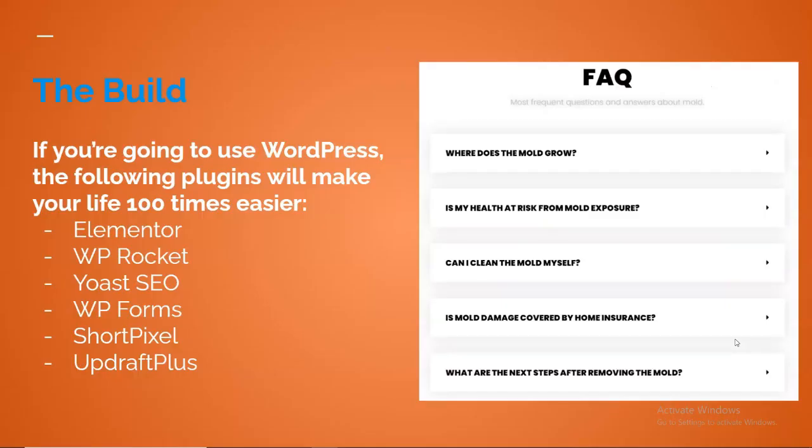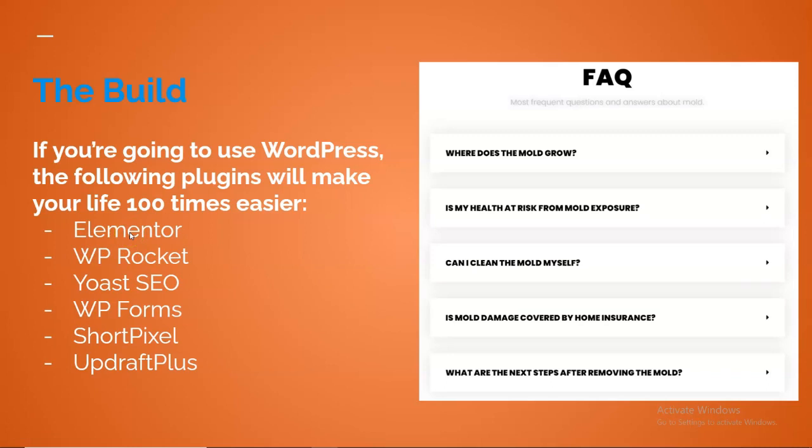Let's move on. Now, the actual build. If you're going to use WordPress, the following plugins will make your life 100 times easier. Elementor, which will be used for building pages. WP Rocket, which will be used for speed optimization. This is a paid plugin. Yoast SEO, which is used for SEO. WP Forms, Short Pixel, and Updraft Plus. WP Rocket is the only one that doesn't have a free version. All of the others have a free version and also, of course, a paid version.